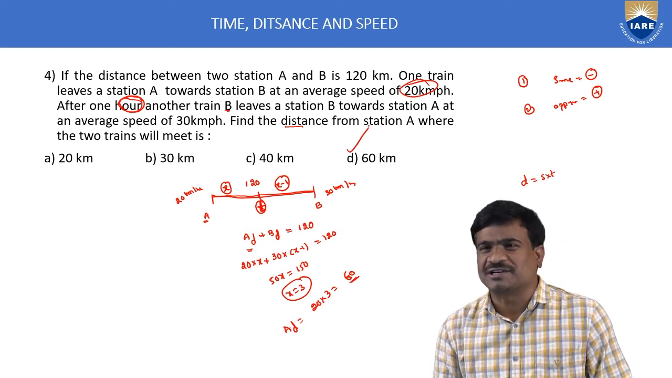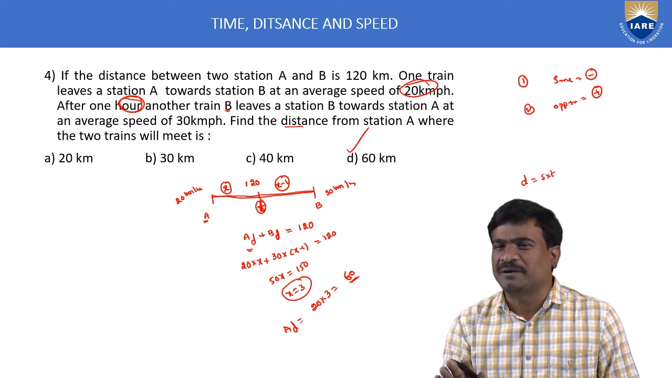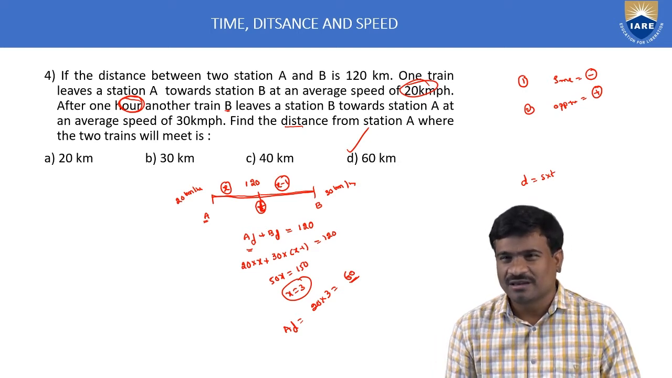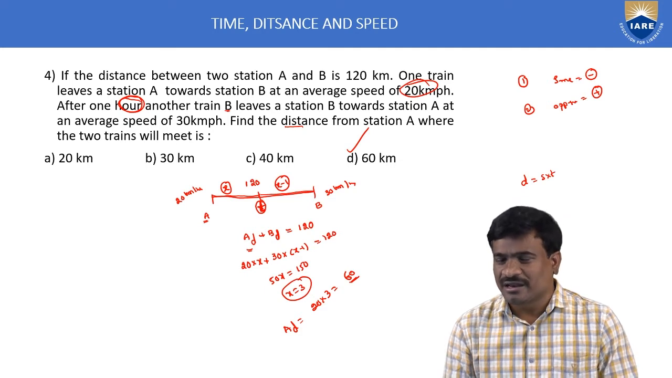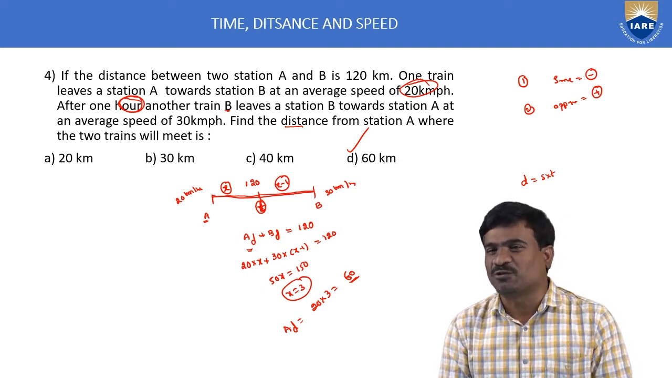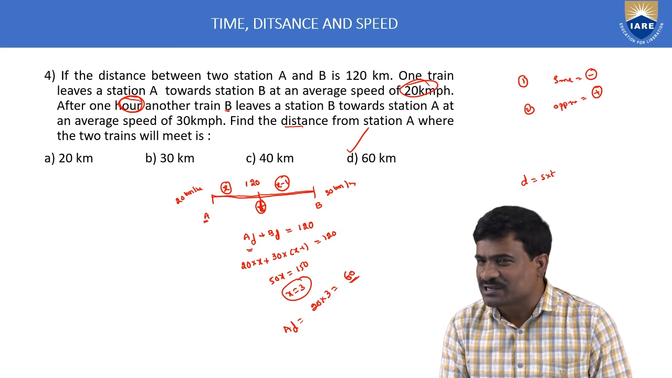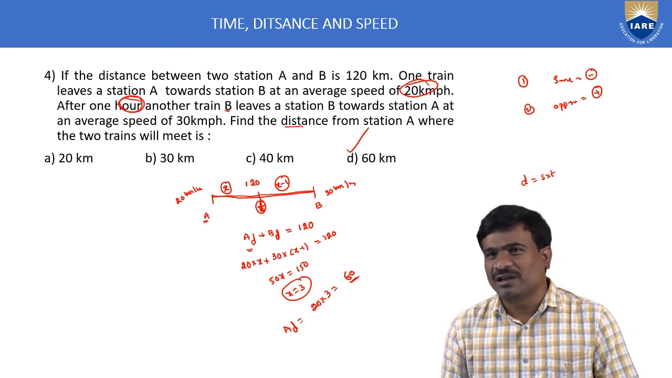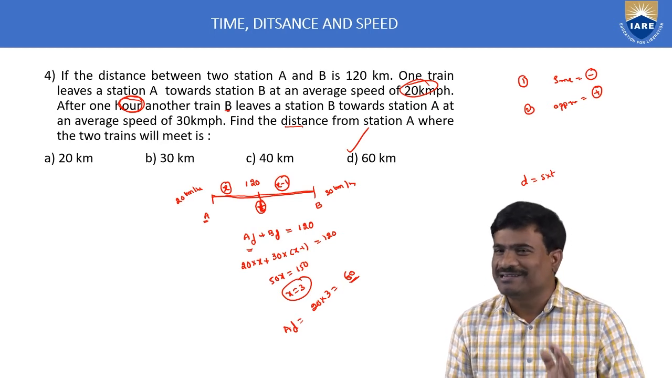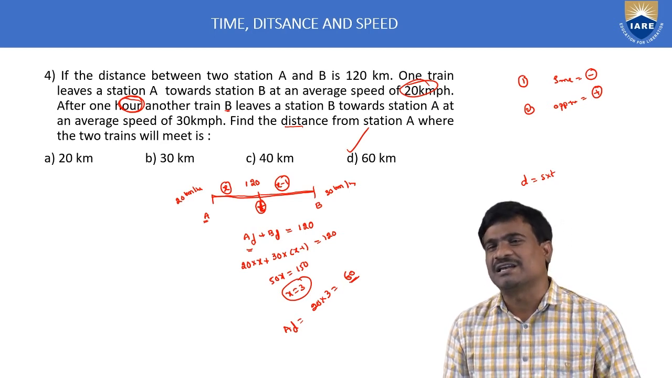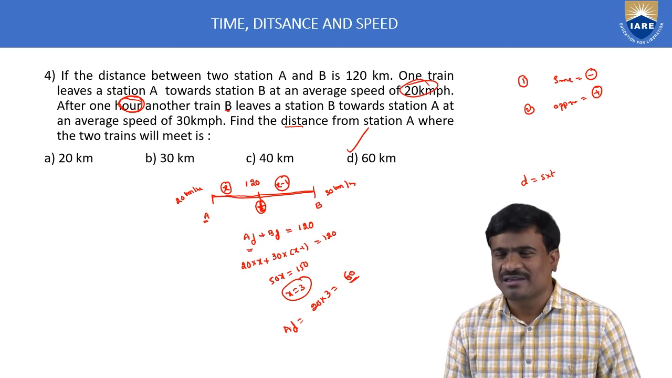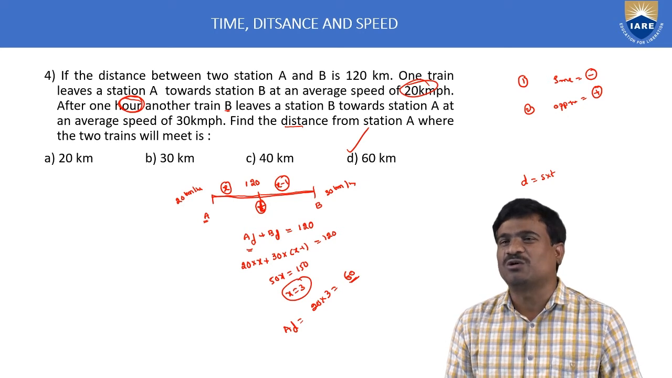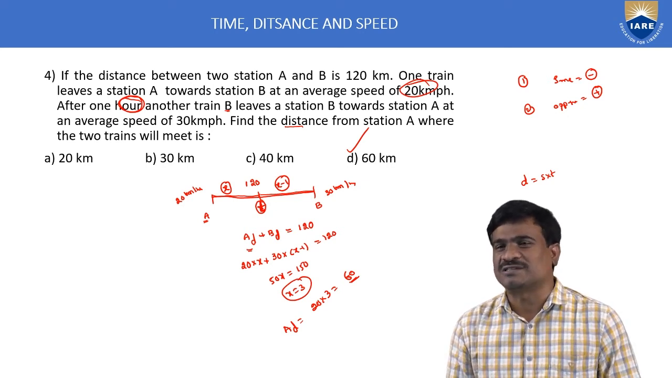In simple notation, this complete problem depends only on time is equal to distance by speed. Next, find the meeting point of the two trains. That is x is equal to 3. Next, find the distance from station A where the two trains will meet. That is called A distance. A distance is equal to speed into time. Speed is equal to 20, time is equal to 3, and 20 into 3 is equal to 60.